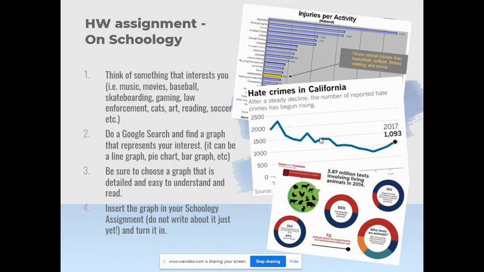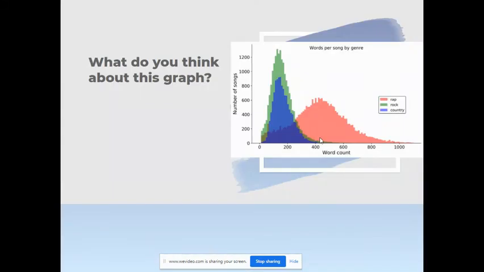It can be a line graph, it can be a pie chart, a bar graph, it doesn't matter. Be sure to choose a graph that's detailed and easy to understand and read. Insert the graph into your Schoology assignment. You don't have to write anything about it just yet. Okay, just insert a graph that interests you and turn it in. Let's take a look at a couple more graphs.